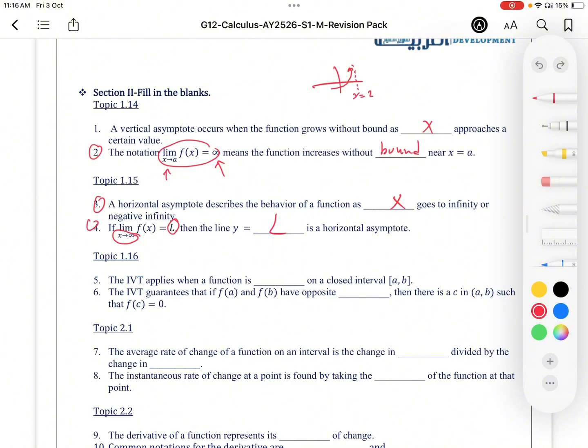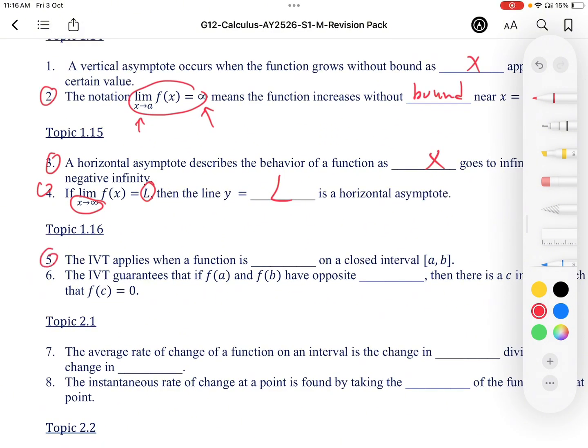Number 5, the IVT applies when a function is continuous on the closed interval. This is the first condition for the IVT to be applicable.